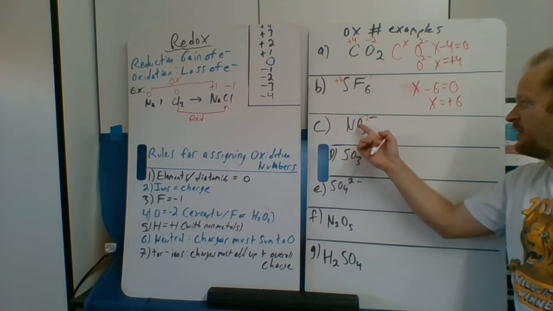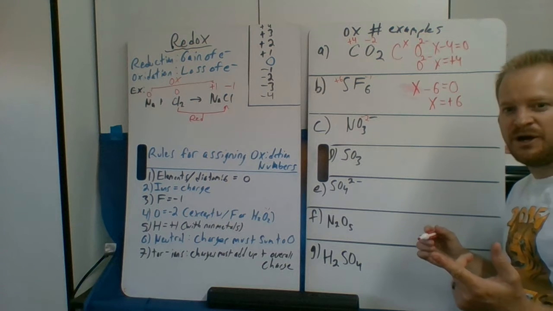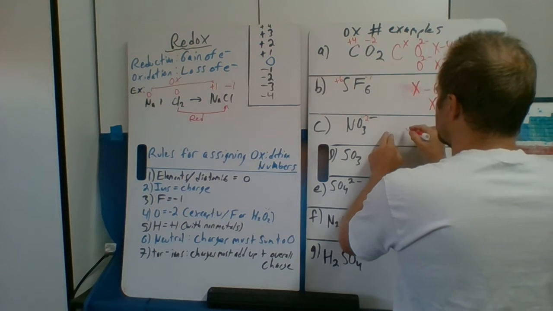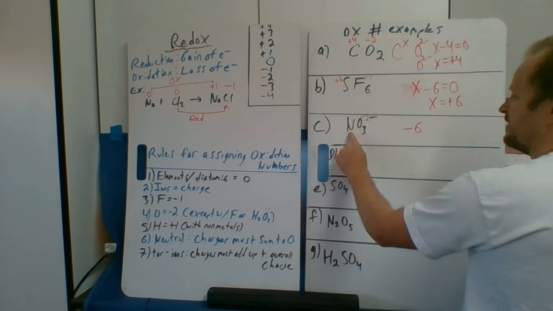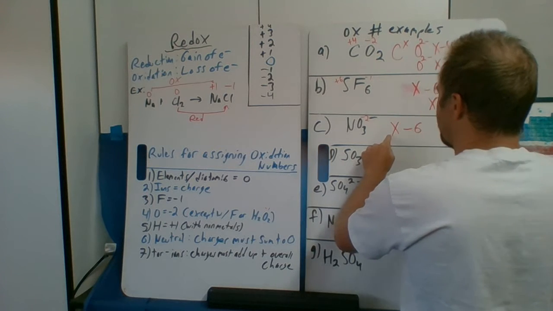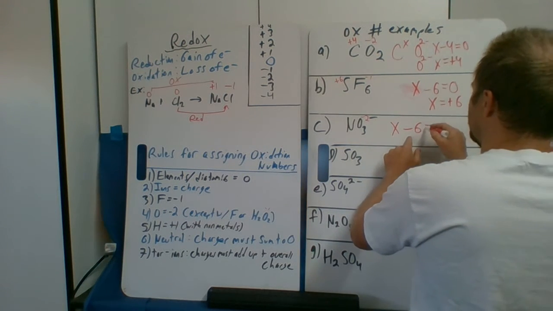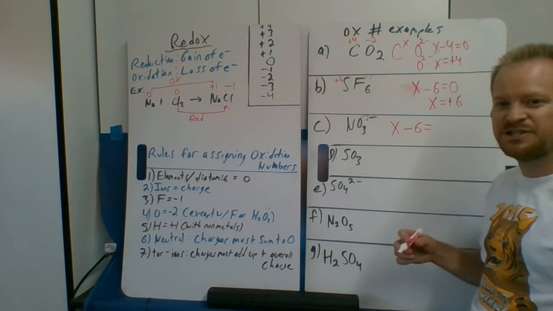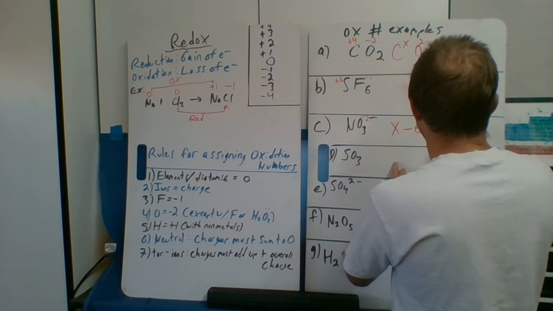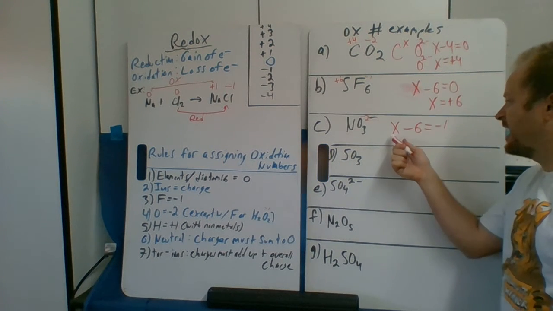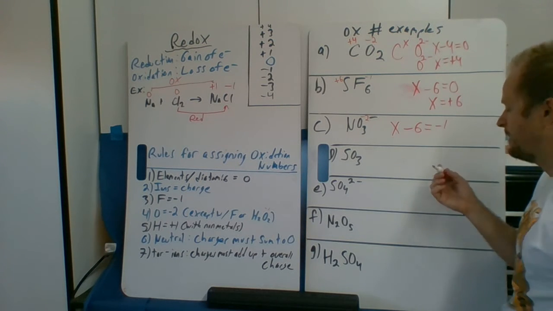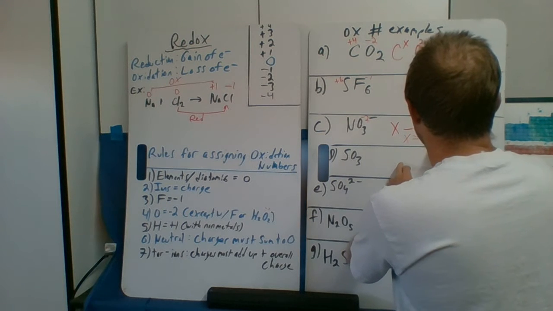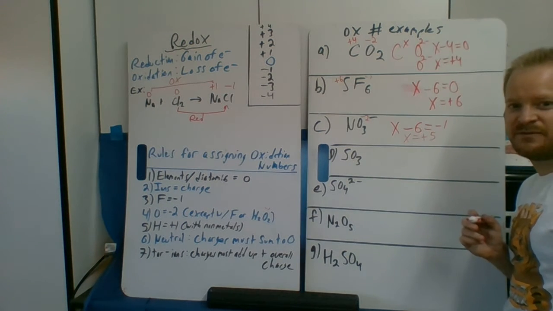Okay, and lastly, NO3 negative. We already know oxygen is -2. So 2 times 3 is -6. We only have one N. And then equals, unlike before when these were neutral, where you'd equal them to 0, since it's a -1 charge, you're going to equal it to -1. So now just solve it. X minus 6 equals -1. Add 6 to both sides. X equals +5.